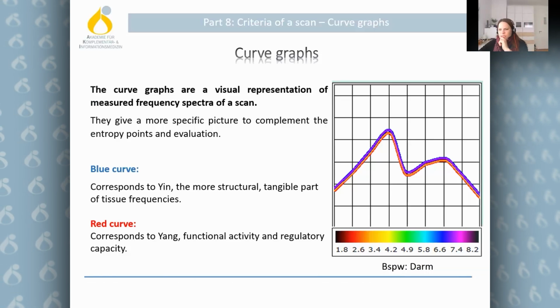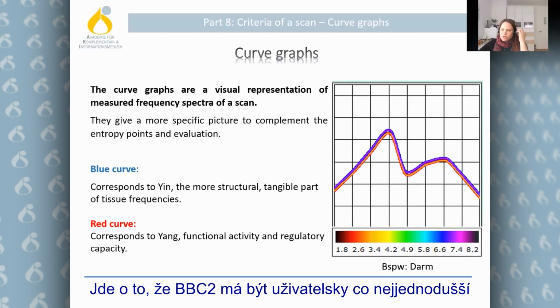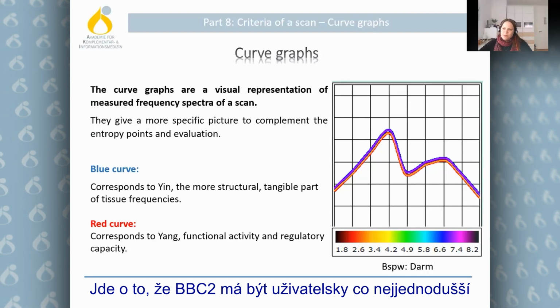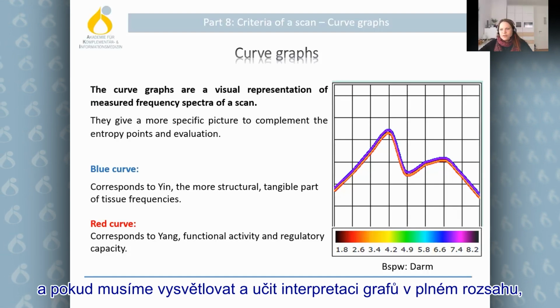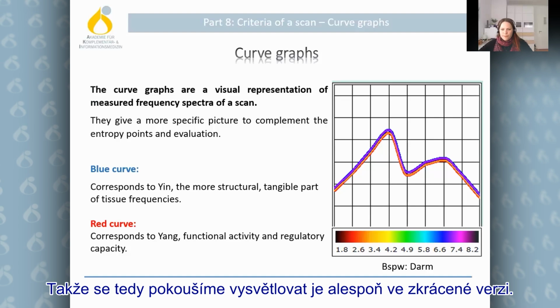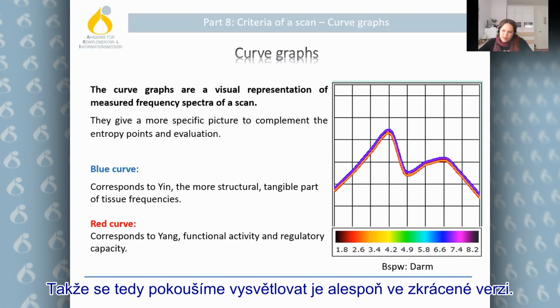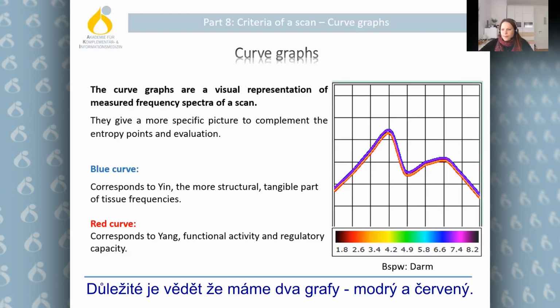you have to train to your therapists, because this is one major part, that the BBC2 should be handled easily, and you would have to learn the graph interpretation in the full version. It's one step more to make it complicated, and this is what we don't want. So we try to train it in a short version.